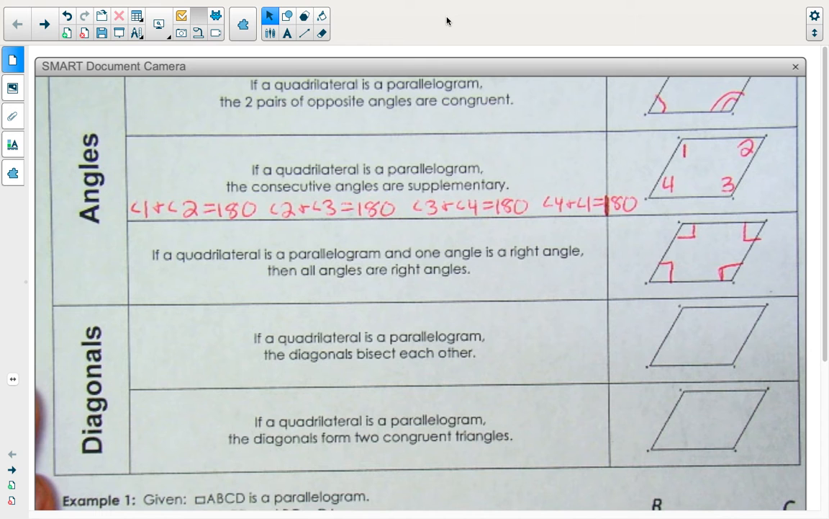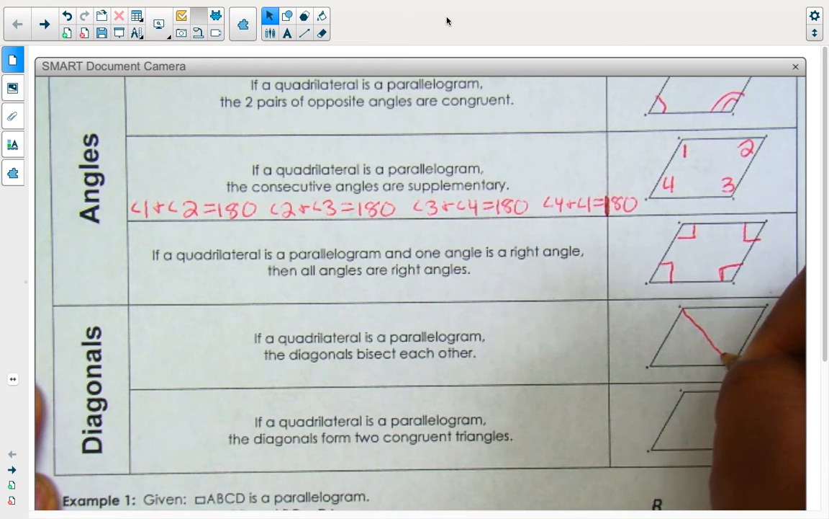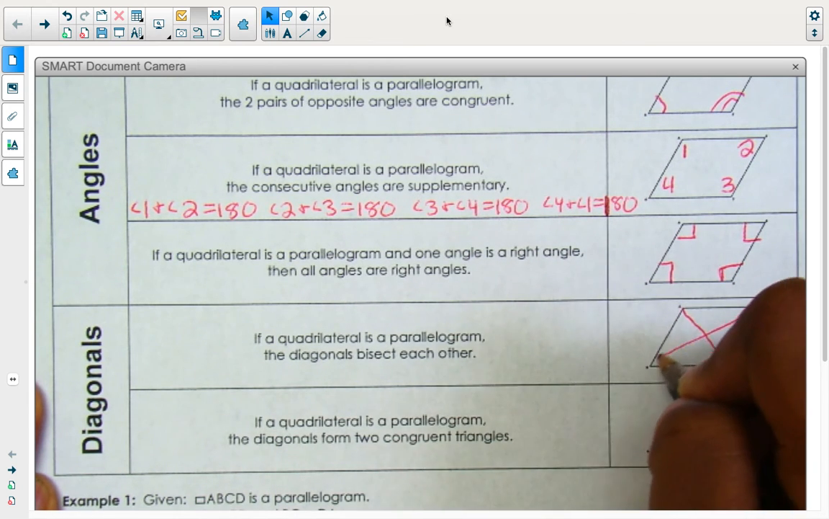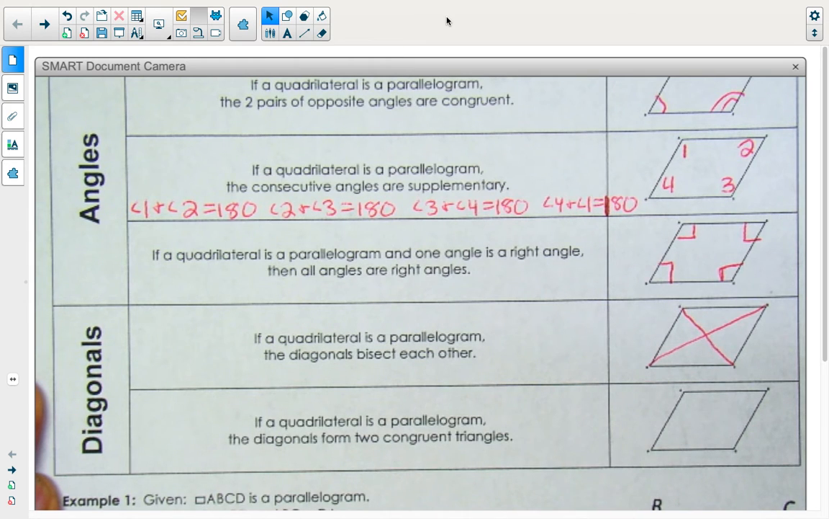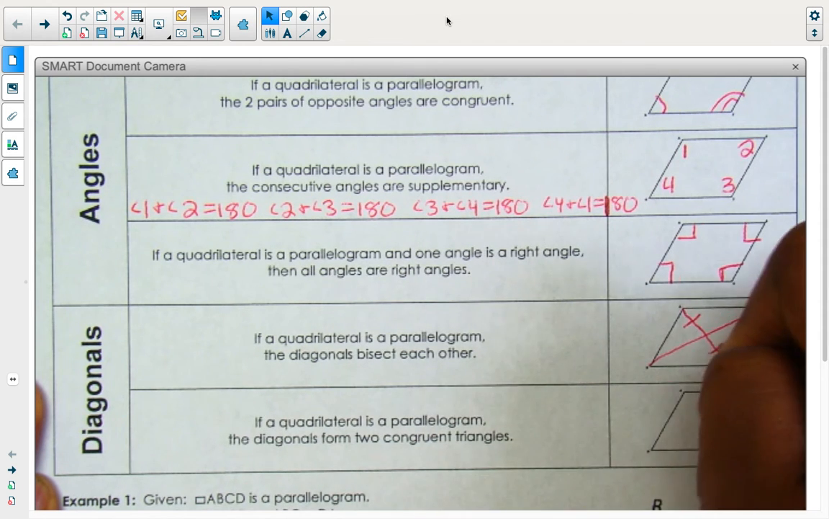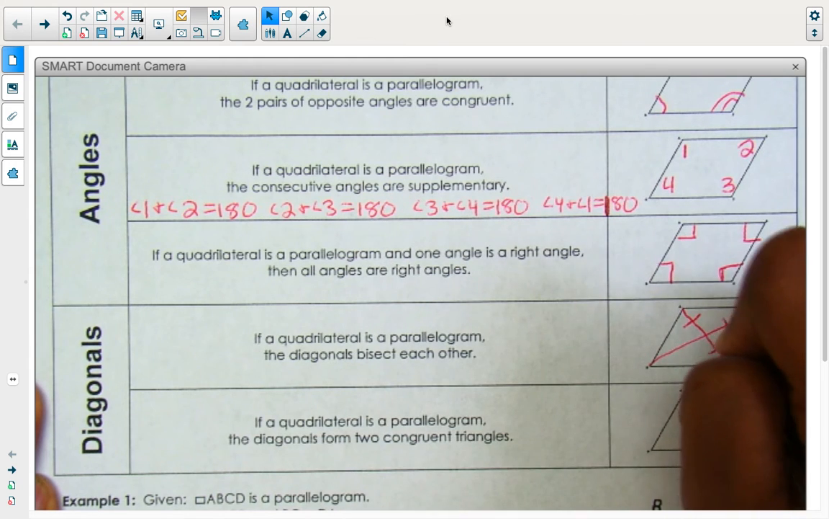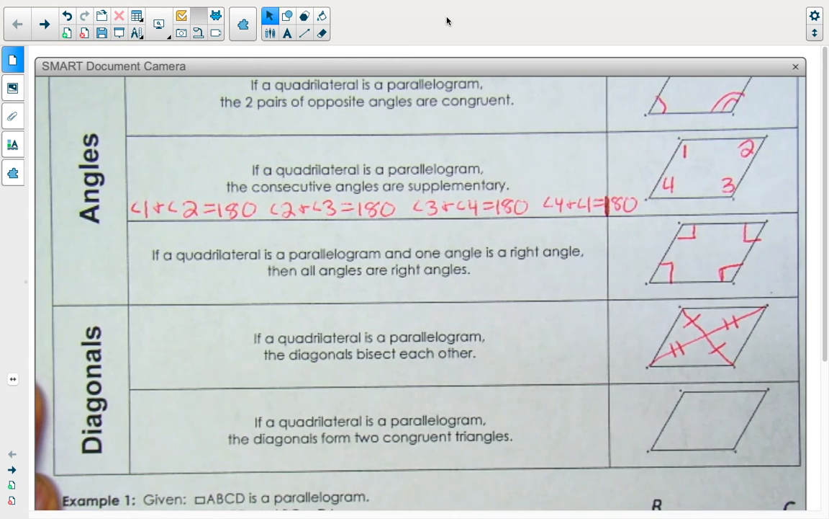If a quadrilateral is a parallelogram, the diagonals bisect each other. So a diagonal goes from one corner to the next. That's a diagonal. And then I have a diagonal that's going to go from another corner to the next. So if a quadrilateral is a parallelogram, the diagonals bisect each other. So that means that this side will be congruent to this side. So those two tick marks mean congruency. And this side would be congruent to this side.